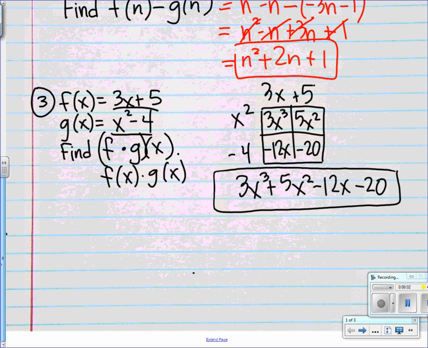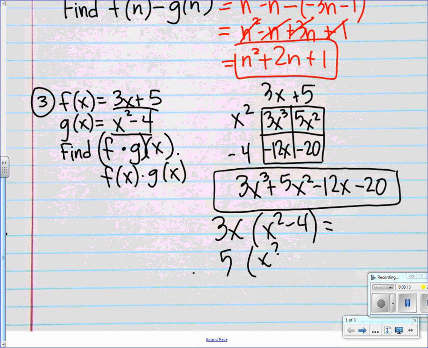I think what she did is she did 3x times x squared minus 4. Then she did 5 times x squared minus 4. Do you remember that? And then you line up your like terms. Either way, I really don't care. I just wanted to show you both, okay?